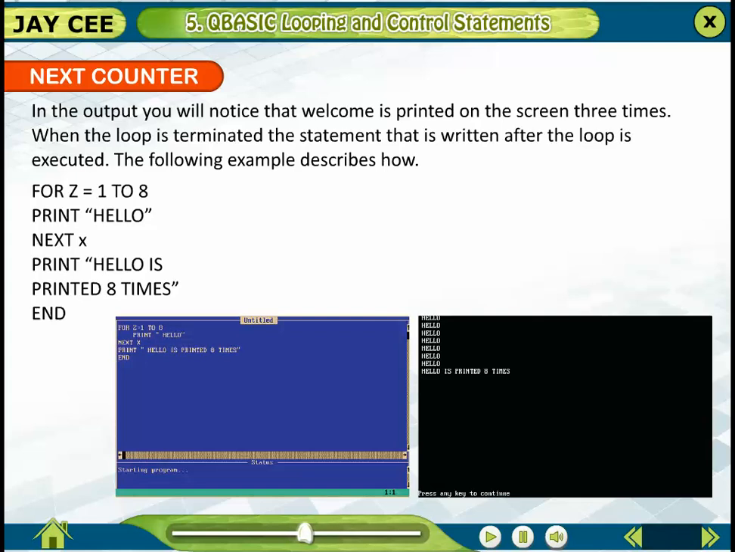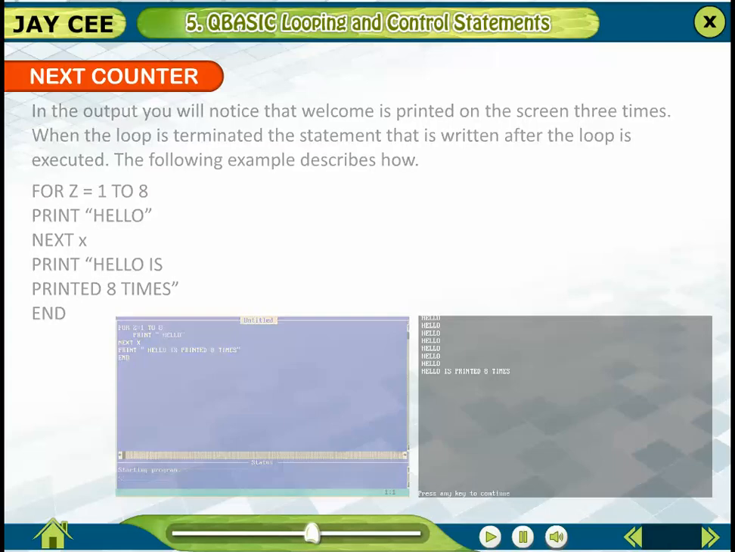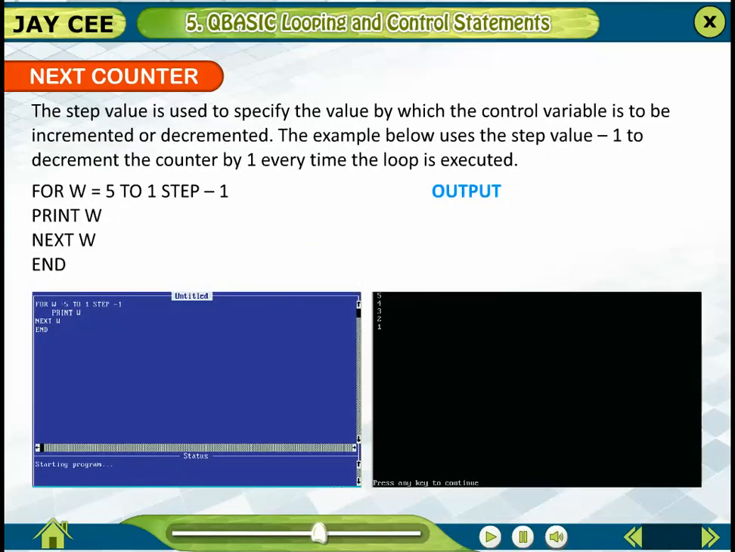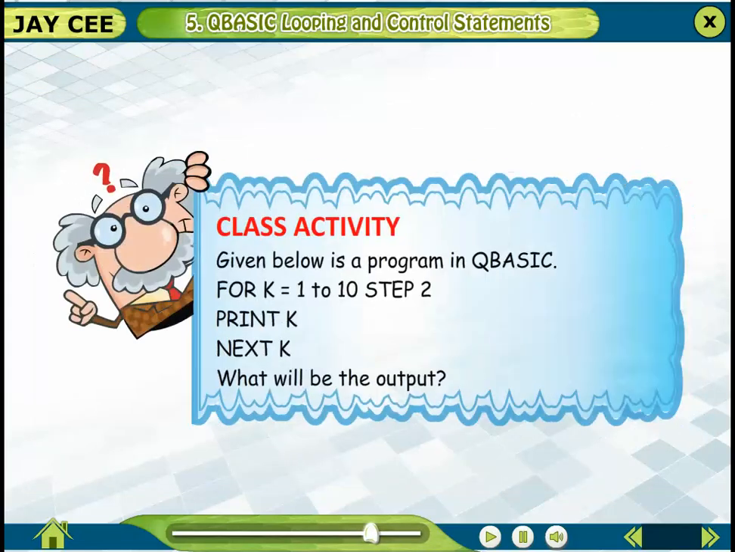The following example describes how. The step value is used to specify the value by which the control variable is to be incremented or decremented. The example below uses the step value -1 to decrement the counter by 1 every time the loop is executed. Class activity. Given below is a program in QBASIC. For k equal to 1 to 10, step 2, print k, next k, what will be the output?